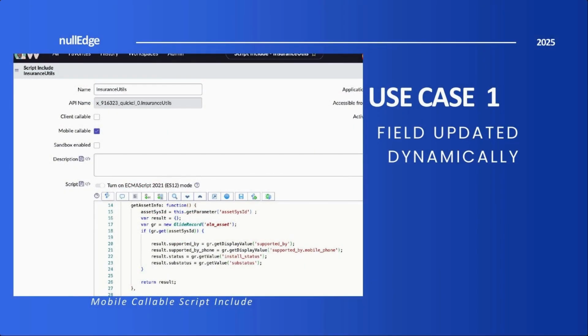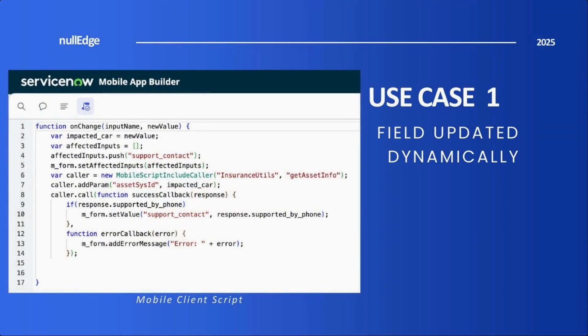Another important concept is the mobile script include. Similar to GlideAjax logic, we are able to call a server script and retrieve data from this script include. That's the logic we used in this use case. And please note that the syntax to call a script include is here on line 6. You can use the mobile script include caller, and the first parameter is the script include name, and the second one is the method you are calling from the script include.